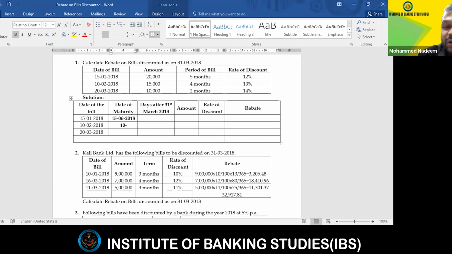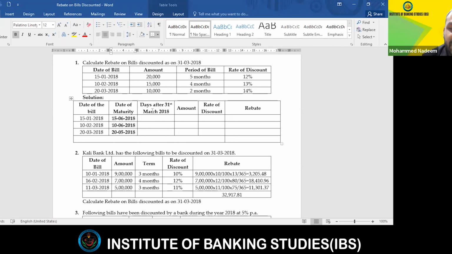When is the bill maturing? July, 4 months. 7. 4 plus 2 is 6. 6, 2018. Any confusion in this? No, sir. 20. 3 plus 2, 5, 2018. Any confusion in the date of maturity?